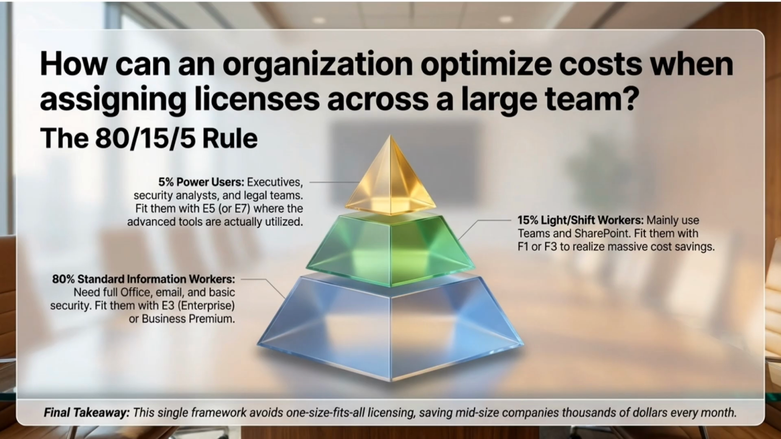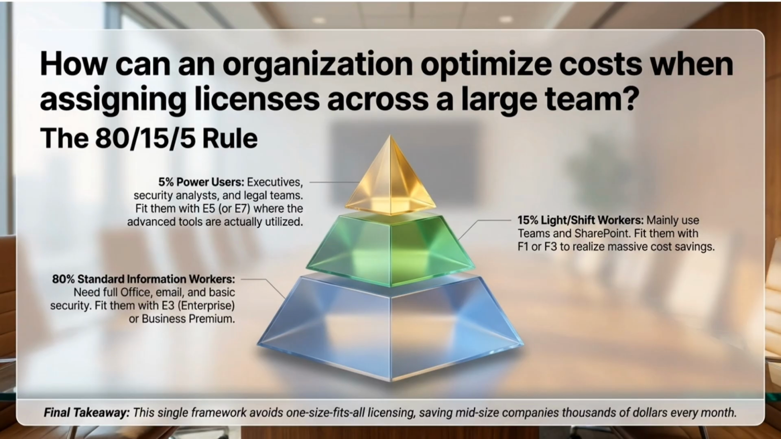How to choose the right license: the 80-15-5 rule. Here is a simple framework I personally use when advising on licensing, and you can use it too. It is called the 80-15-5 rule. 80% of your users are standard information workers. They need full Office, email, and basic security. For them, E3 in an enterprise or Business Premium in a smaller company is the right fit.